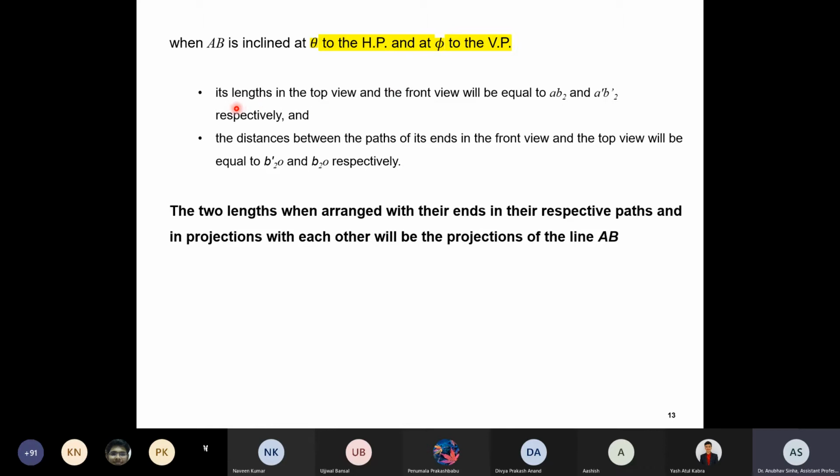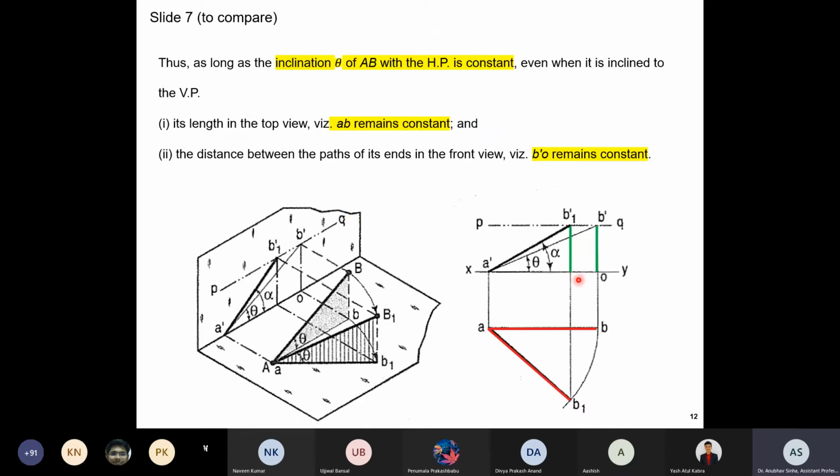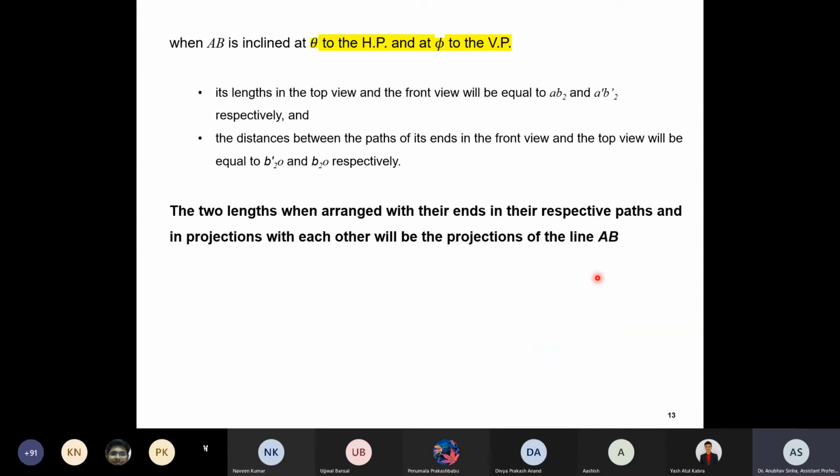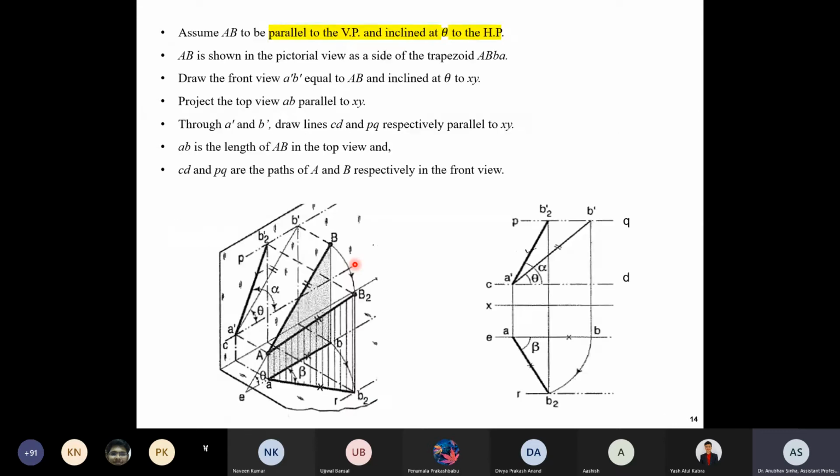Okay, so the length in the top view and front view will be equal, that we have seen in the last slides, and the distance, that height. So what that slide is saying is this length will remain the same and this height will not change. That is the overall summary of what we have discussed so far. And basically this is the logic that we need to use to construct the projection now. So let us go to the construction.